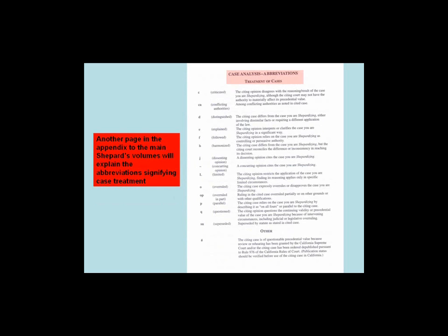A third important page in the appendix is the chart which explains the case treatment abbreviations. So you know that if you see a small d, that the opinion was distinguished from your current case. And a small f means that a subsequent opinion followed the holding in your case.